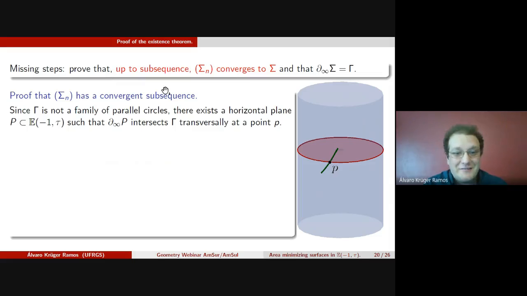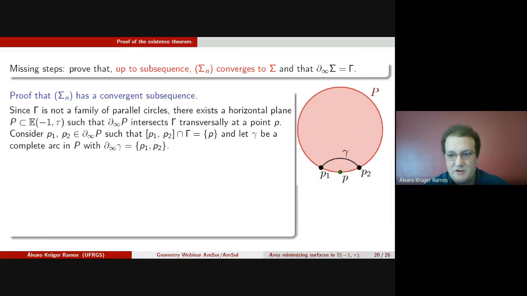First, and here's the funny part, since it's not a family of parallel circles, that's how it starts: there is a horizontal plane such that the boundary of this horizontal plane intersects gamma transversely. And now, what do we do? I will skip some things here and go directly to this picture.